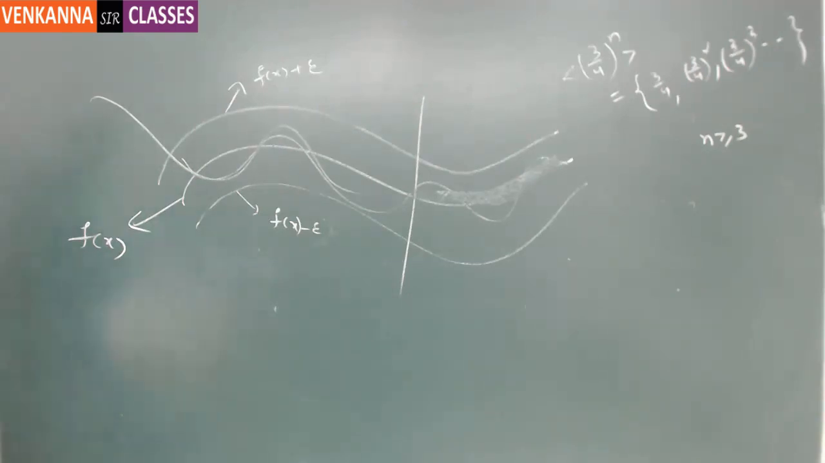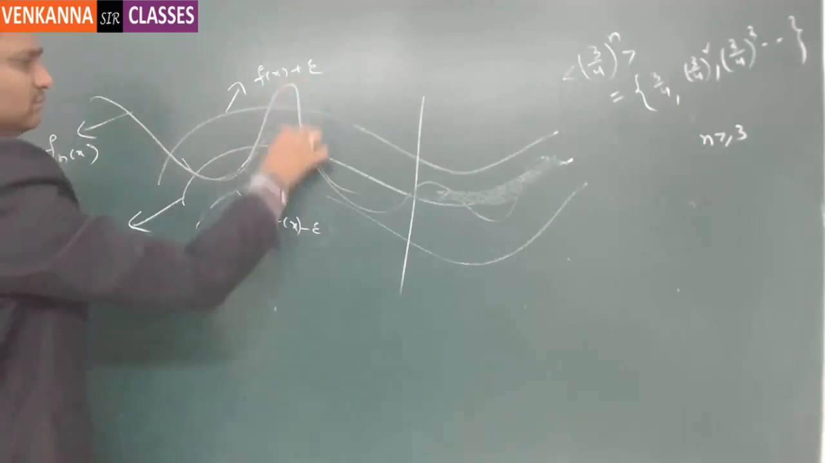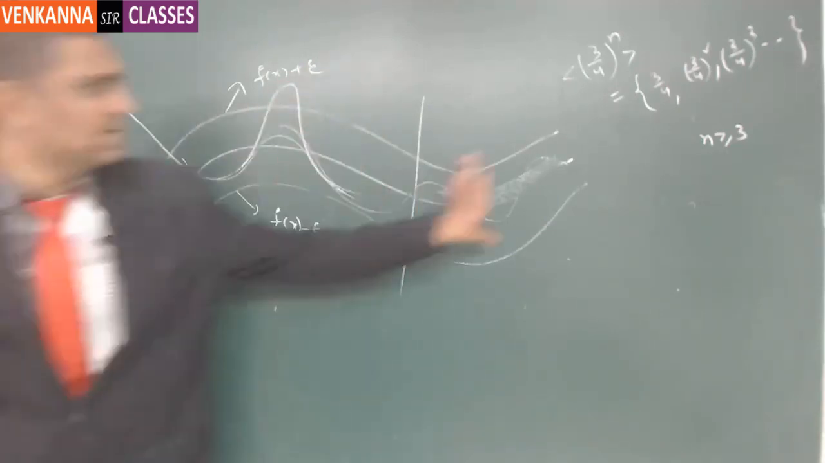The graph that I have drawn here is nothing but fn of x. You can take fn of x as anything like this. Also you can take it like this, but here it comes like this.